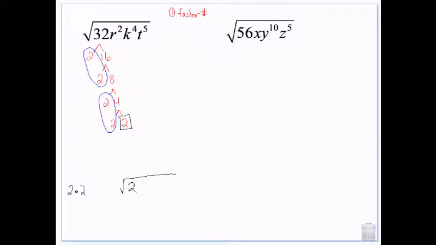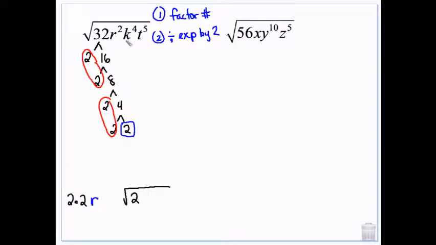Or we could make it a k to the 4th. 4 divided by 2, so I get k squared. t to the 5th, 5 divided by 2 is 2 with a remainder of 1. So the 2 comes out, the remainder of 1 stays in. So all the remainders just stay inside, and that's always the case. Here I have a remainder, so that stays inside. Here on the exponent I have a remainder, so it stays inside.